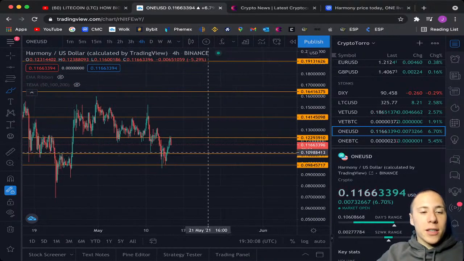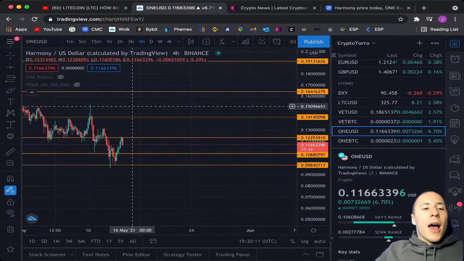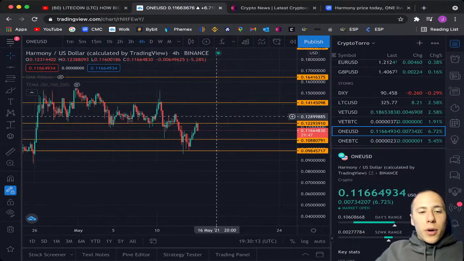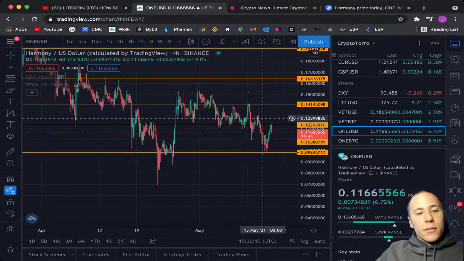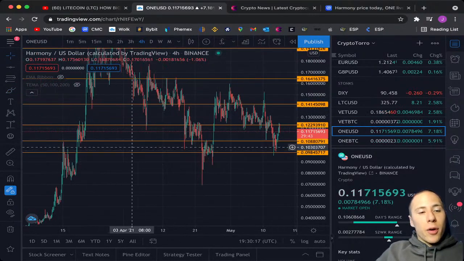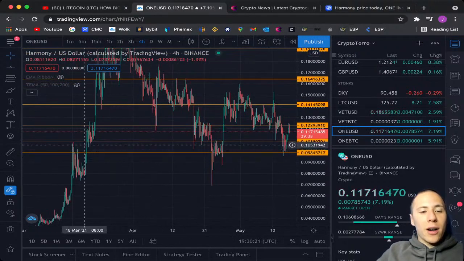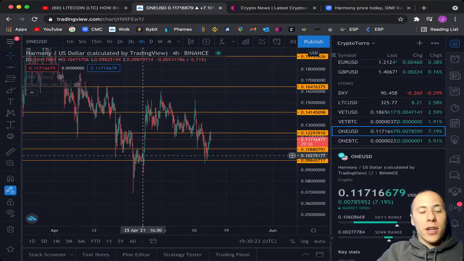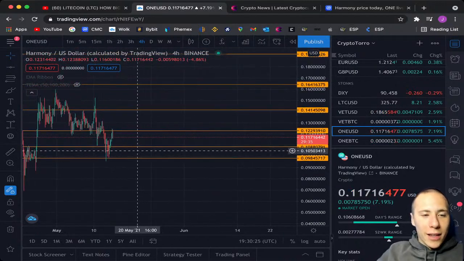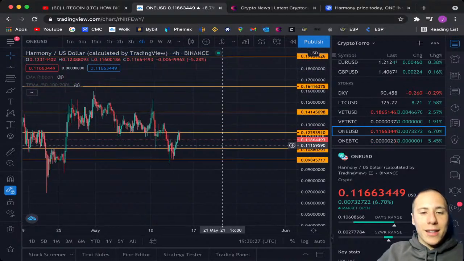And I think this is really important to look at, because levels of support are even more significant where we have several touch points. And right now at this level of support, we are seeing 3 different touch points. That's why I think this level is important for Harmony at this particular moment.